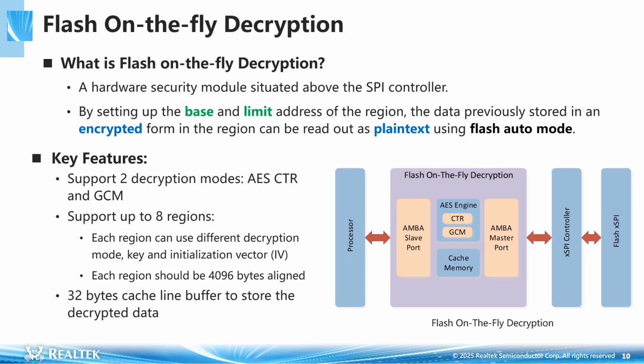The key features of this IP include support for AES-CTR and GCM decryption modes, support for up to 8 regions, with each region using a different decryption mode and key. Each region must be 4 kilobytes aligned. The cache line buffer size is 32 bytes.